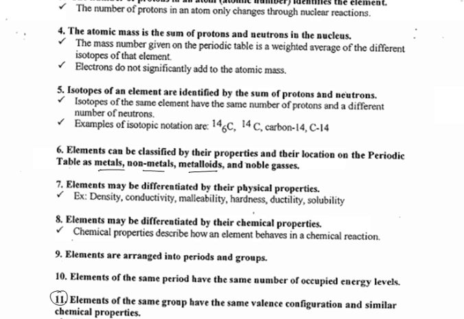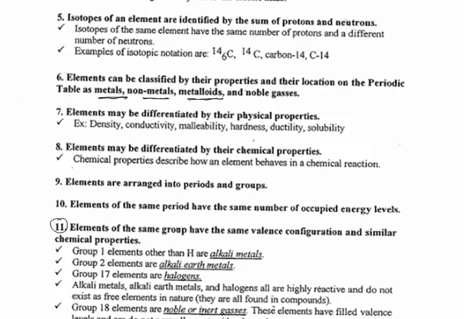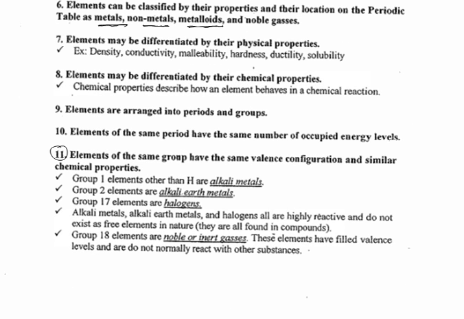Elements can be classified as metals to the left of the step, nonmetals to the right of the step, and metalloids, which are on the step themselves. Elements are arranged into periods and groups. Periods are horizontal rows. Groups are vertical columns.